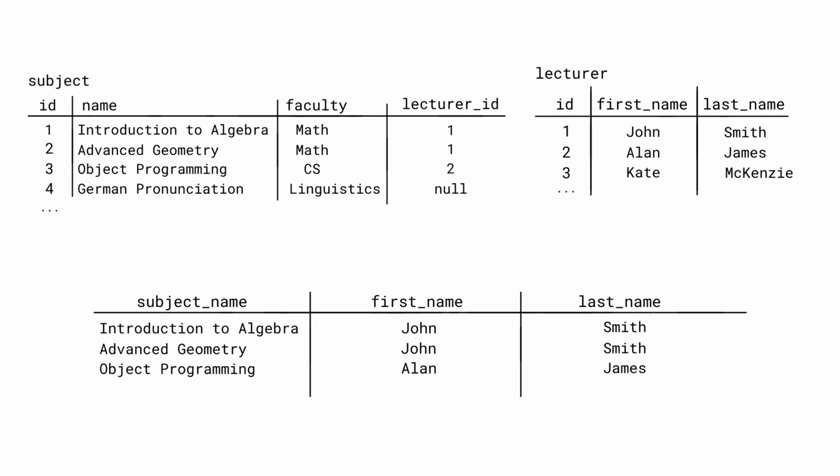Imagine that you have two tables, subject and lecturer, and you want to write a query which shows each subject with the first and last name of its lecturer. You can see that we need to merge together information coming from two tables. To do that in SQL, we need to use a concept known as a join.